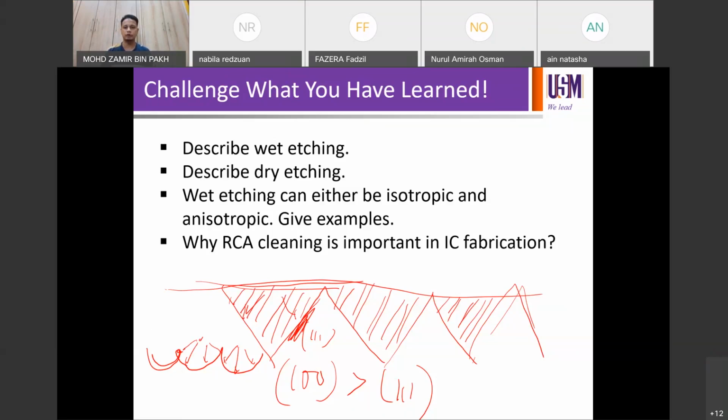Why is RCA cleaning important in IC fabrication? What is RCA to begin with?